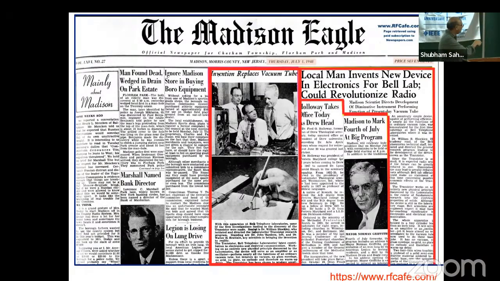He is the one who's sitting down while we are the inventors, right? And the reports that came out, if you read "Local Man Invents New Device," the local man is Shockley, right?